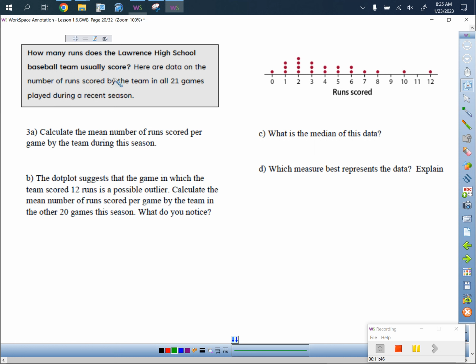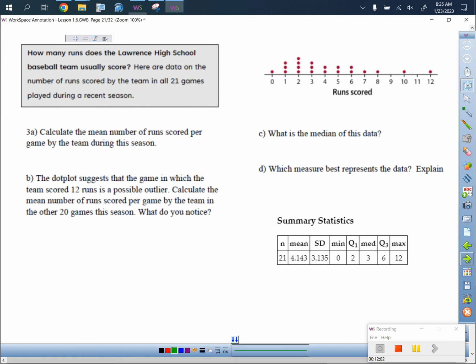How many runs does Lawrence High School baseball team usually score? Here's the data of runs scored by the team in all. How many games did they play? 21. Calculate the mean. So awesome. Boom. I put it all in there. Do you see how there's my 21 games? What's our mean? 4.143. So we'll put that one right there. Calculate the mean number of runs scored. So 4.143.